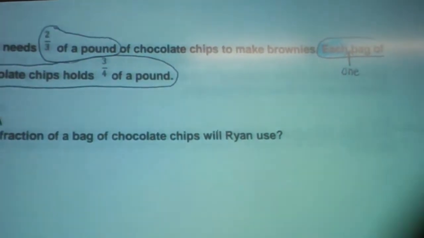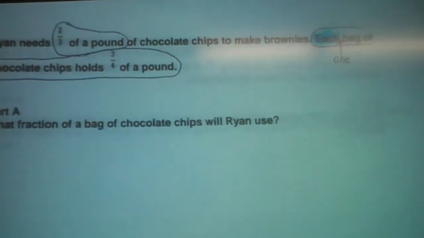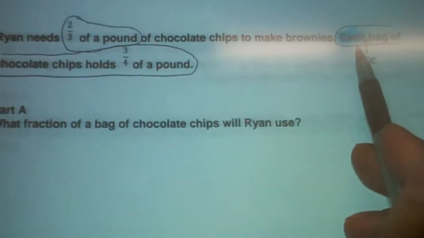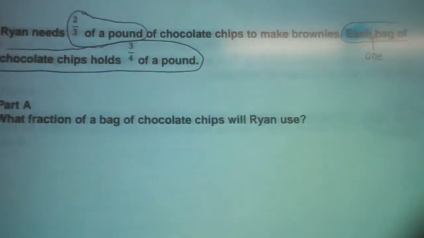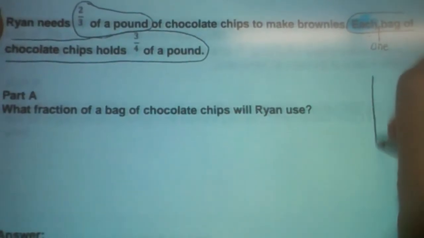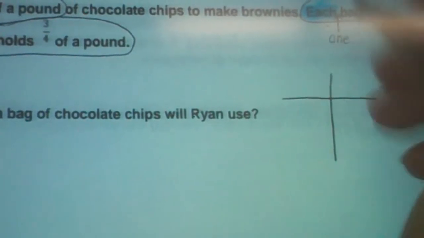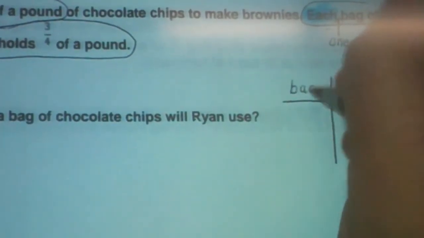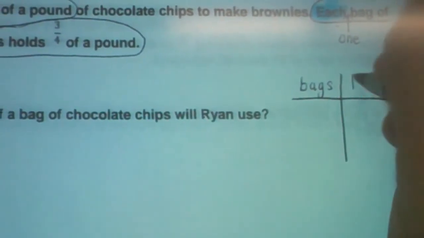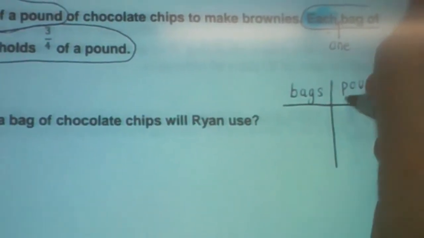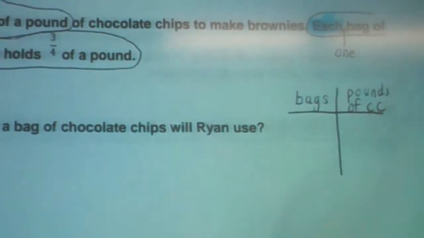So for this problem, we're going to show you both ways, but I'm actually going to use a ratio table since I saw the P. So my ratio table is going to look like this. The two things that are being compared, well, there's bags, and then there's pounds of chocolate chips.